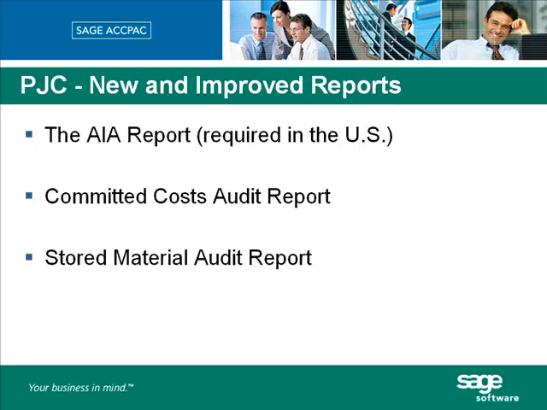Version 5.4 of Project and Job Costing has 3 new reports: the AIA Report required by the U.S., which allows printing of the G702 and the G703 reports, Committed Cost Auditing Reports, and a new Stored Material Auditing Report, which provides a history of material transactions that have affected stored quantity and cost amounts. You can also use the enhanced reporting features for audit list, transaction list, posting journals, committed cost reports, and contact information for each project.